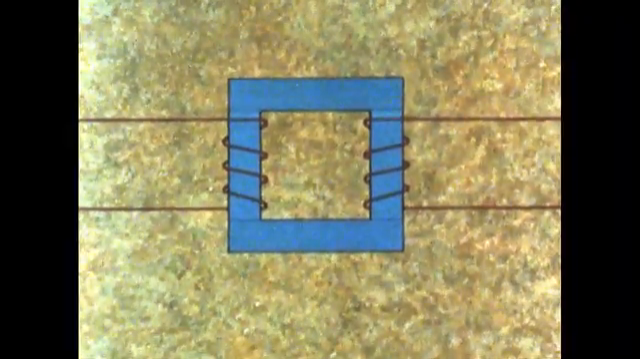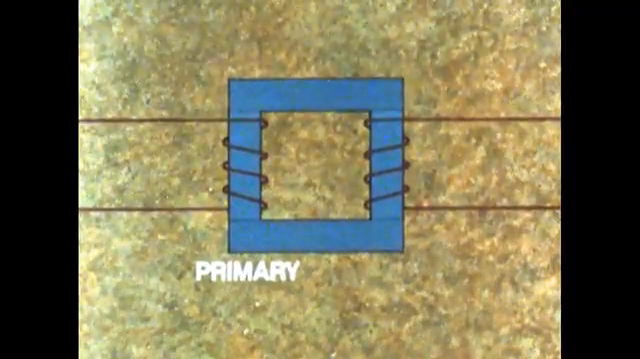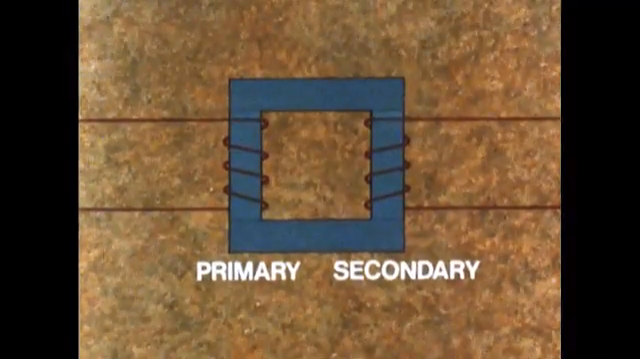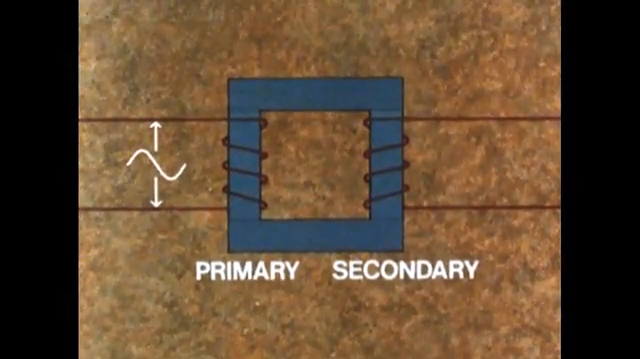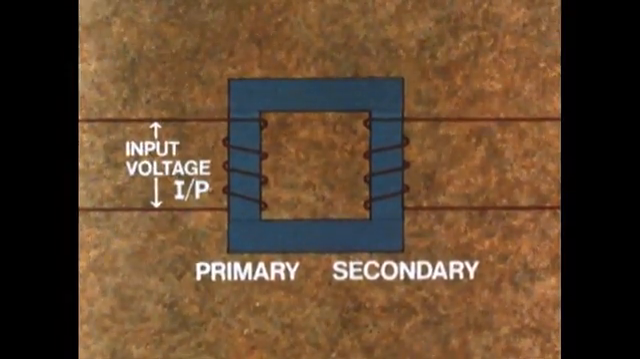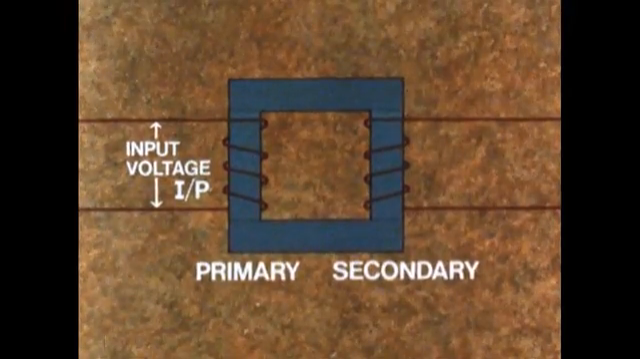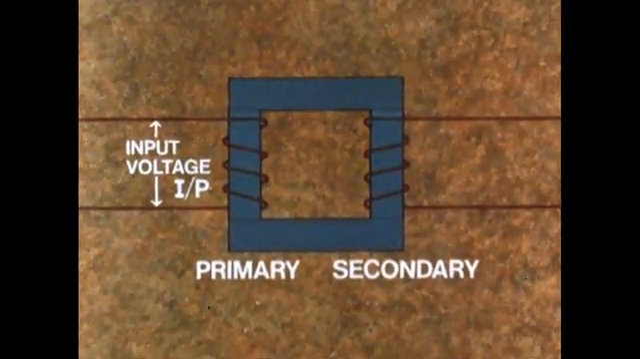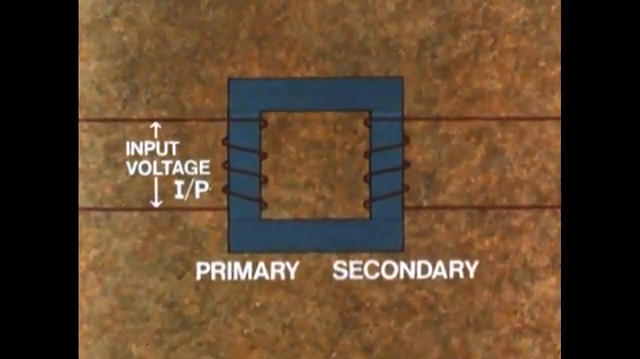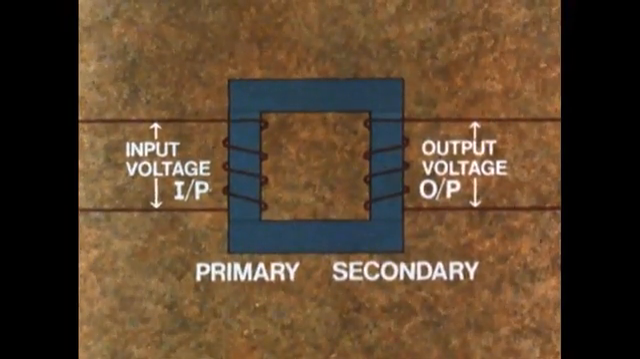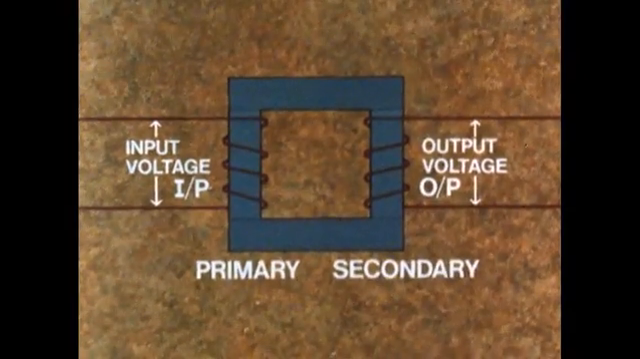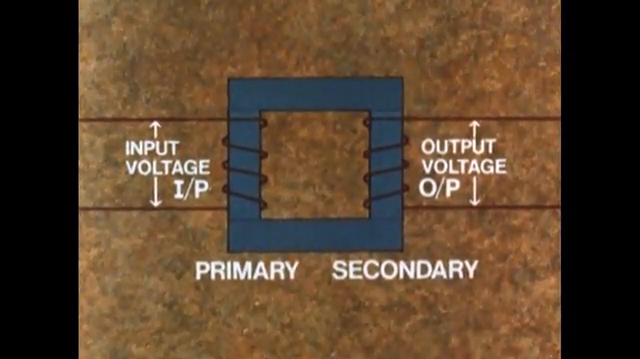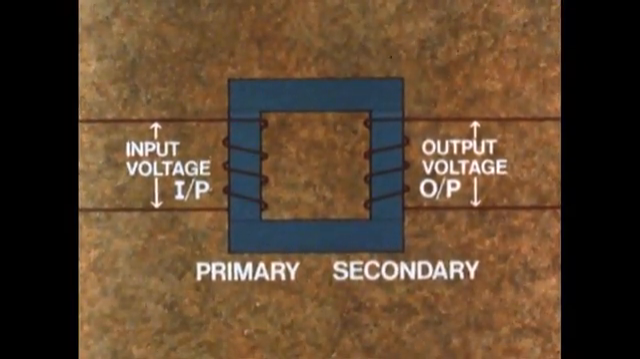We call the first coil the primary coil and the other one the secondary coil. The alternating voltage applied to the primary coil is the input voltage, IP. And the alternating voltage produced in the secondary is the output voltage, OP. But before we can understand how this arrangement actually transforms the voltage, we need to know something else about induced currents.